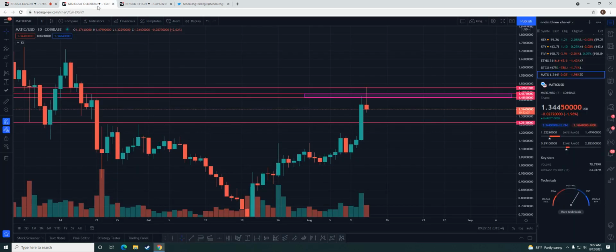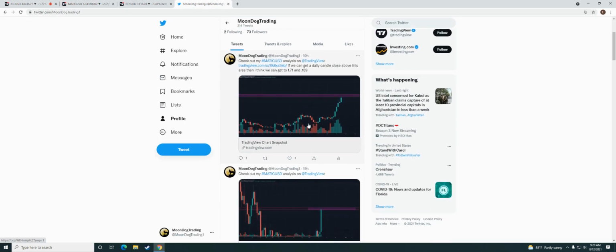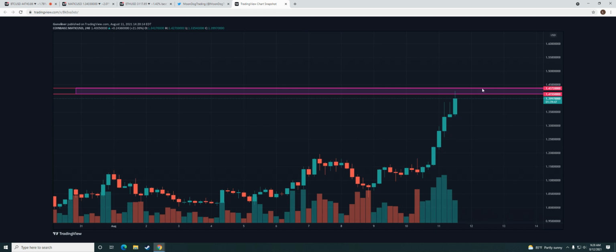I made a mistake, and I did update it right away on Twitter. I said above 141, and right away I went on Twitter and said, hey, if we can get a daily candle close above this area, I think we can get to 171, 189. Okay, so that was my goal right there, to get a daily candle close above there.